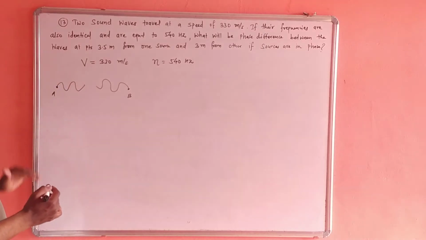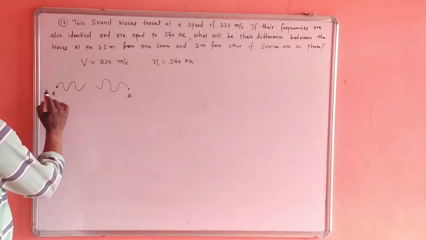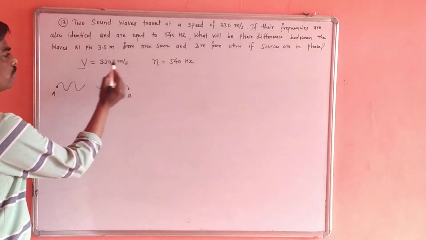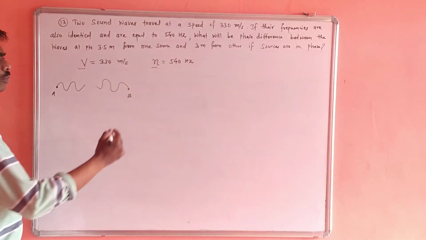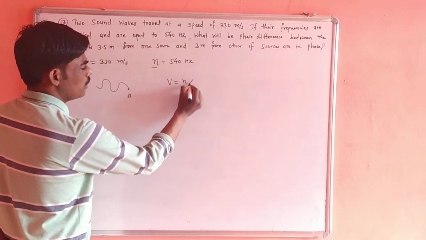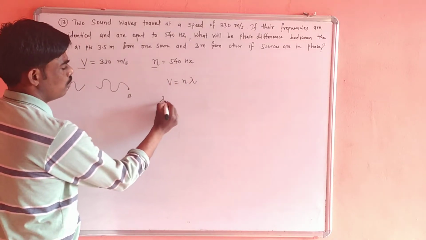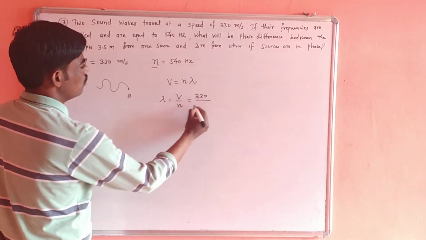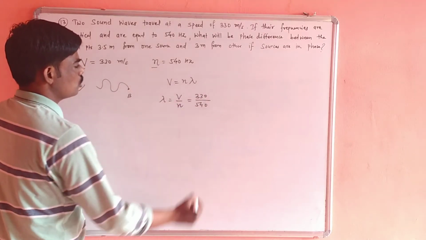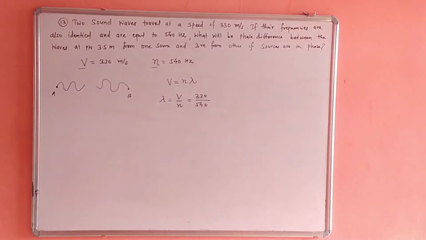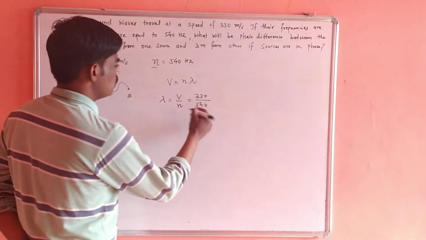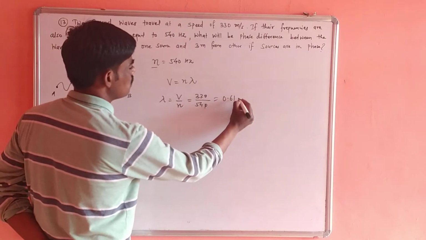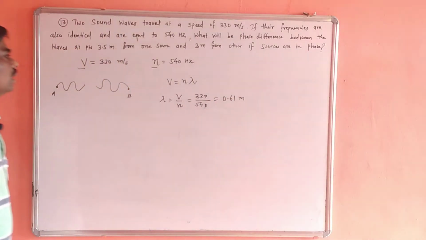firstly we have to find out the wavelength of these waves. As velocity is given to you, frequency is given to you, we can use the formula V is equal to n lambda. Therefore lambda is equal to V by n. V is 330 and n is 540. Both units are in SI system. So this answer, it is 0.61 meter.